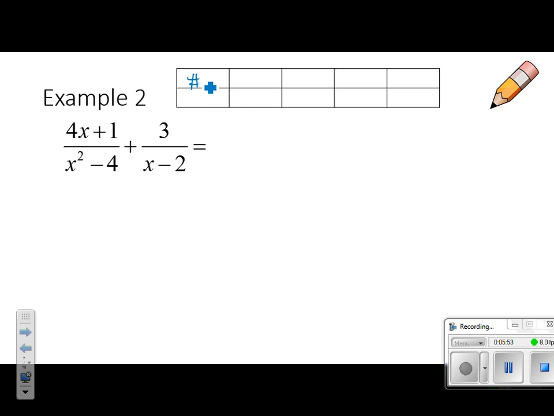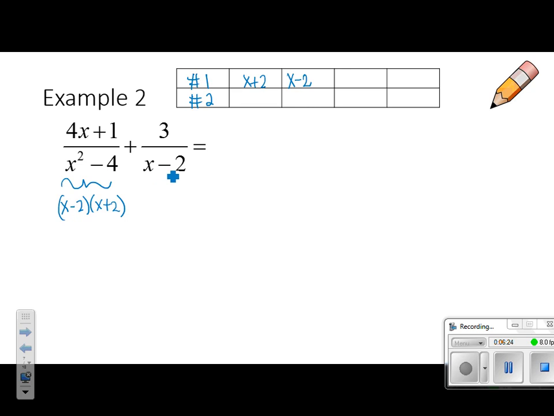So the first fraction, lowest common denominator, is what I'm looking for. So I need all the factors of this denominator. Ooh, that is a difference of 2 squares. So I need to say x minus 2 and x plus 2. So the factors are x plus 2 and x minus 2, and I can write them in any order. It doesn't matter which one I write first or second. Okay, those are all my factors of fraction number 1.